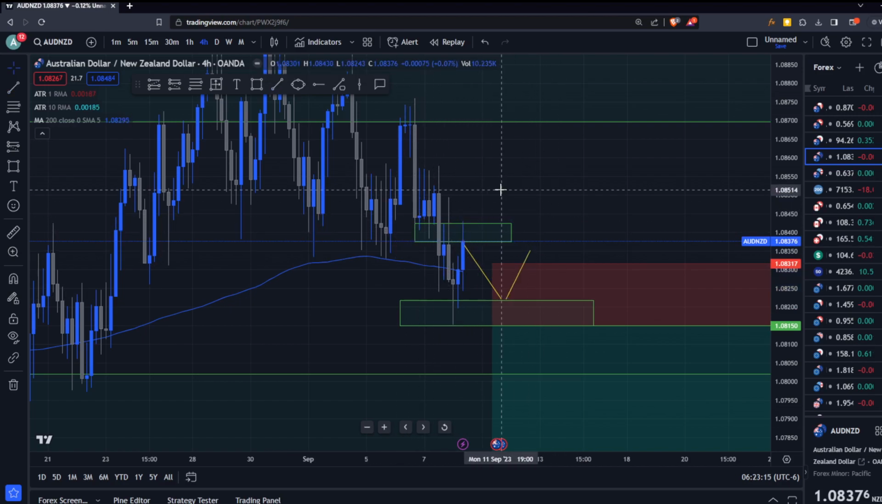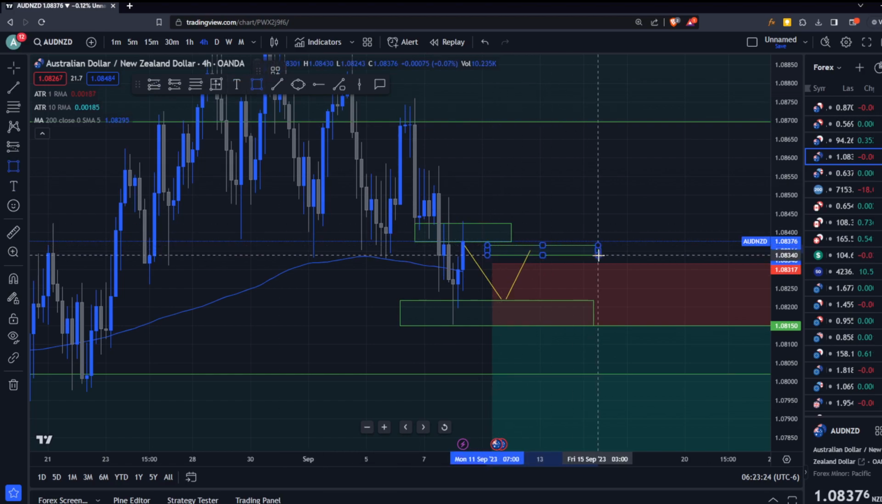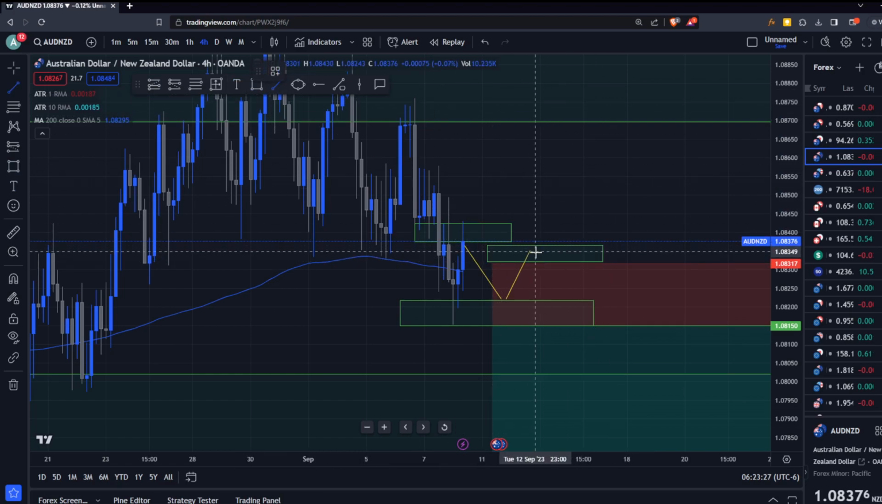zone as of right now. It used to be right here. So we'll see if the price respects this area, which I think it will. And then it'll most likely create a new liquidity area right below it, something like this, and then come down, break this zone fully, and then look for a retest, something like this.